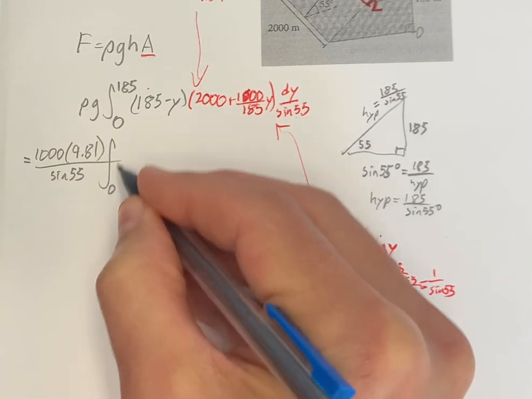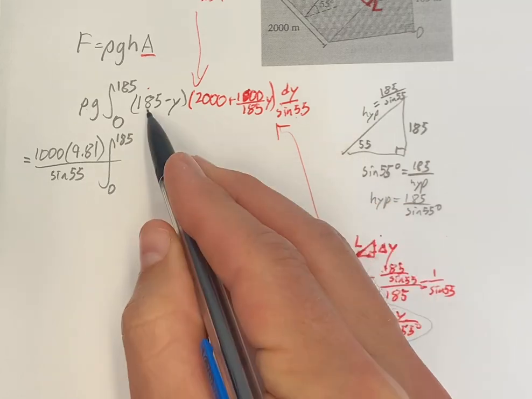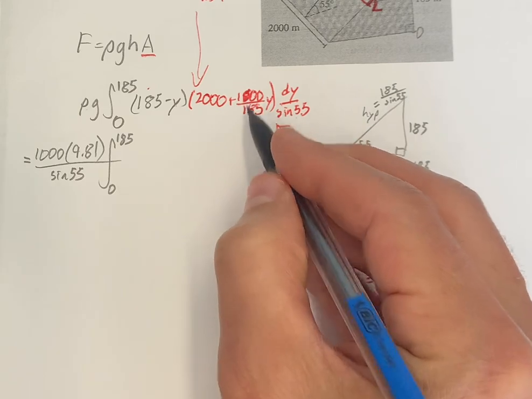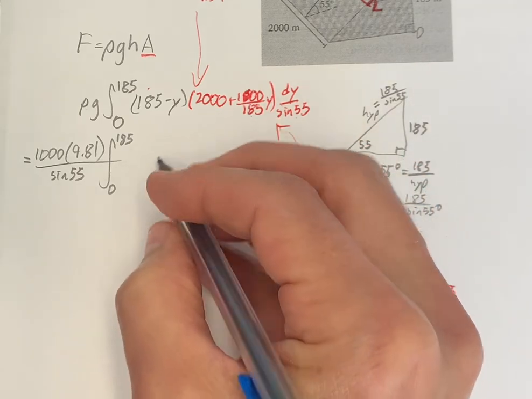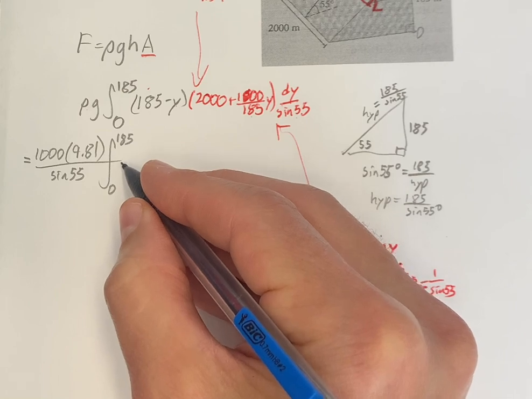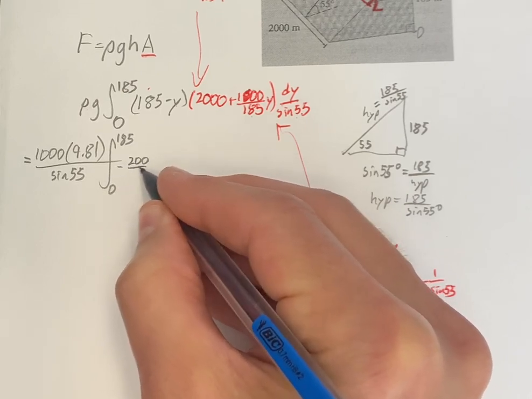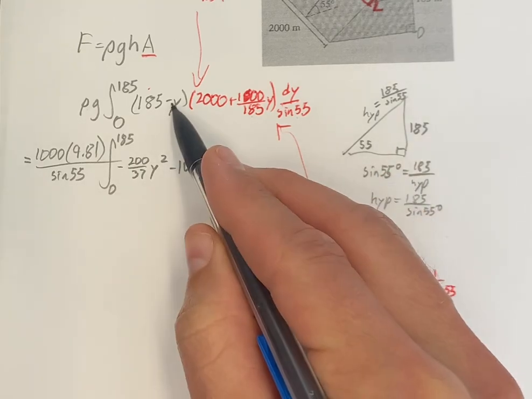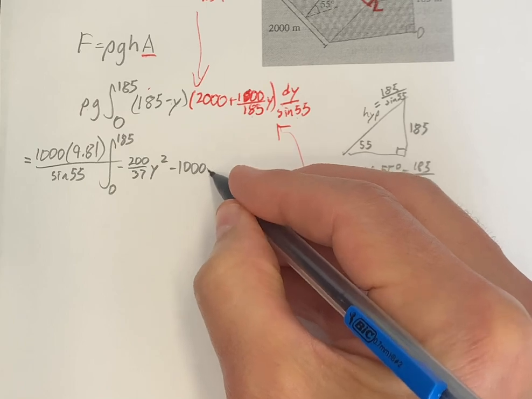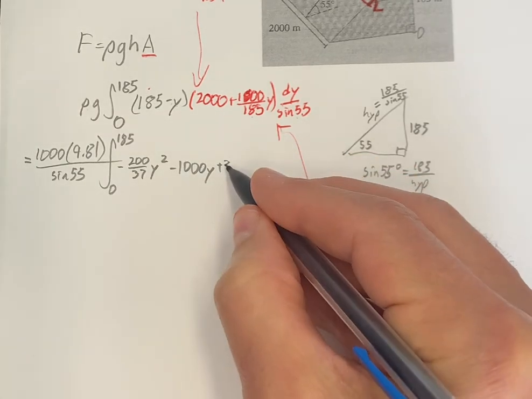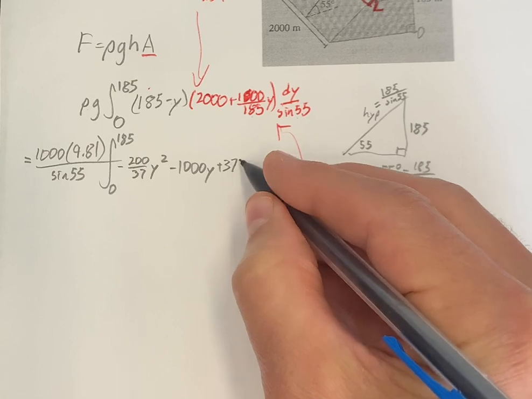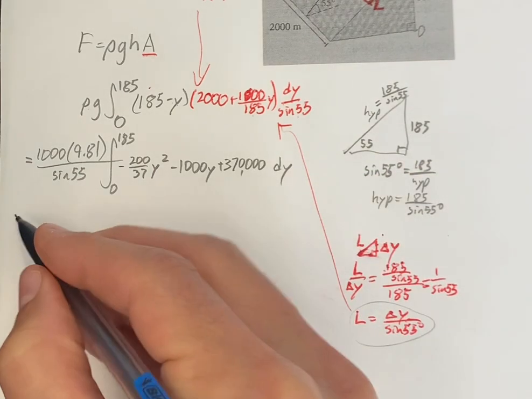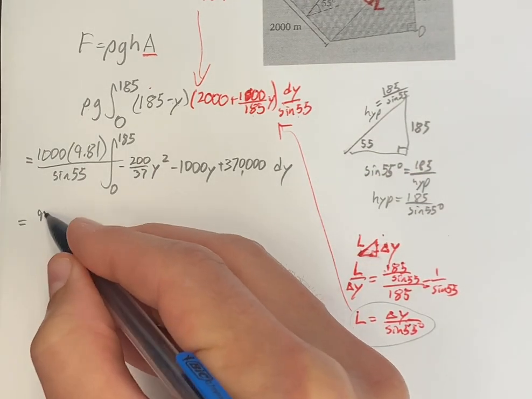Now we've got the integral from 0 to 185 of the product of these two terms. So notice 1,000 over 185, we can say that's divide both by 5. So negative 200 over 37 y squared, minus 2,000 plus 1,000 y, plus, if we're multiplying those, we have 370,000. Lots of force here. dy, that integral's pretty straightforward.